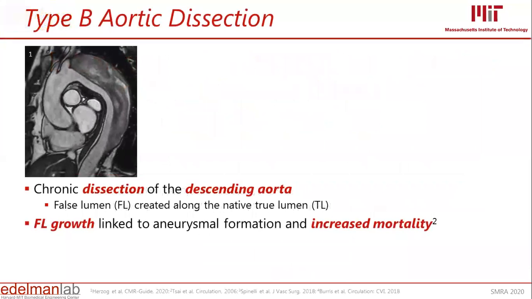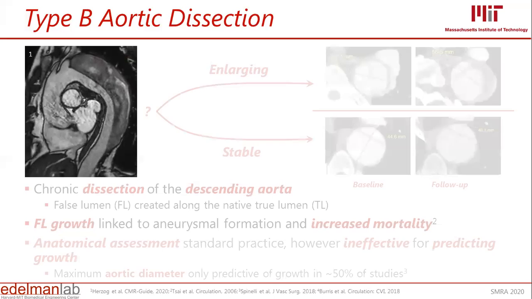Type B dissection is predominantly a chronic disease, which is often complicated by progressive growth of the false lumen of the dissected descending aorta, leading to significant morbidity and poor long-term outcomes. Endovascular treatments have been shown to improve mortality in these patients. However, these surgical techniques are most effective when applied to patients at highest risk of growth.